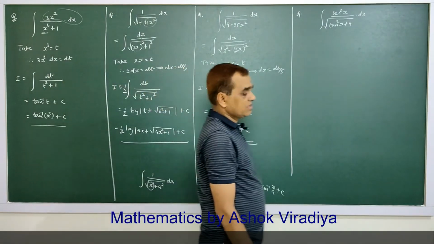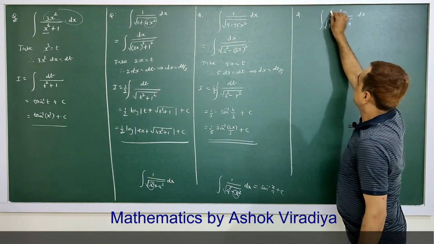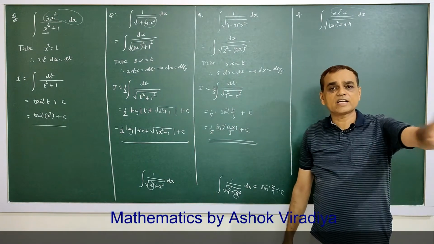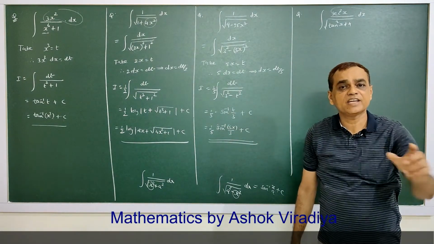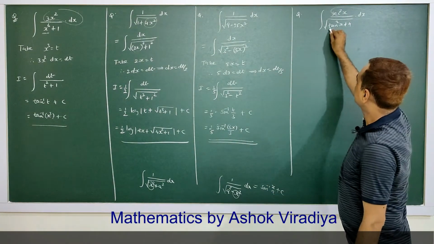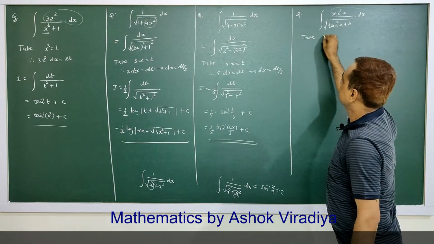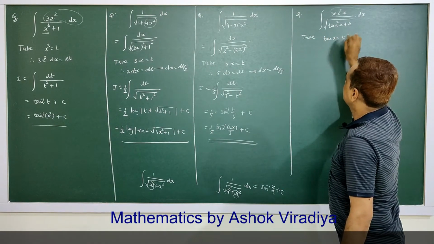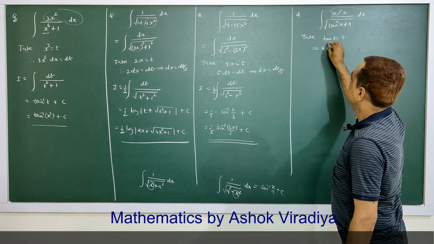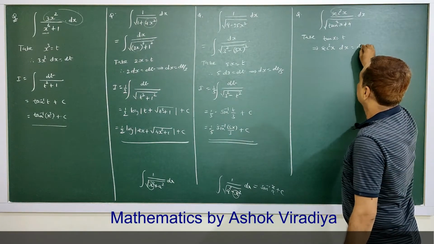In this question, observe the numerator sec square x dx. Sec square x dx can be removed if we take tan x equal to t. Because here the denominator is in terms of tan x, taking tan x equal to t, the derivative of tan x is sec square x into dx equal to dt.